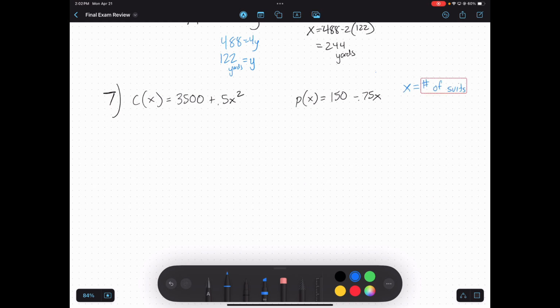So if it produces x number of suits, I now have a cost function, and I also have a price function that's going to tell me what price to sell at if I want to sell that many suits. Okay? We're going to find the most suitable number of suits in order to optimize. I think we're going to optimize our profit here.